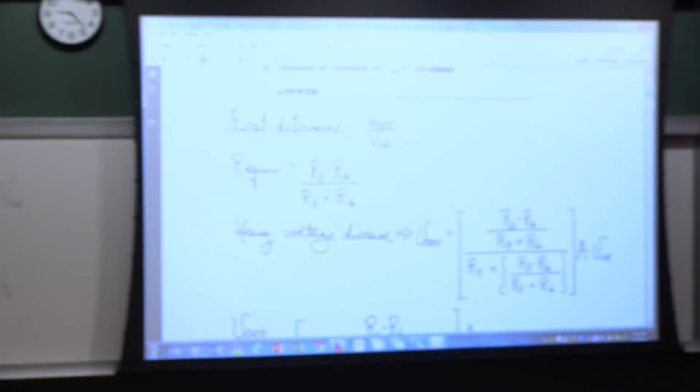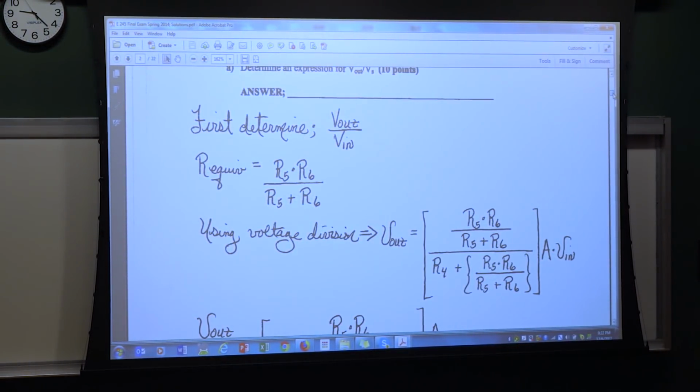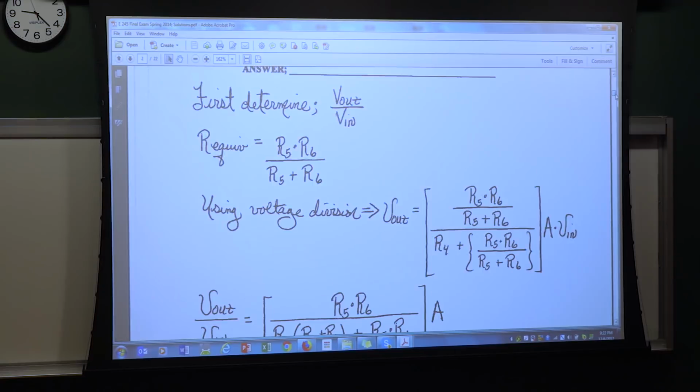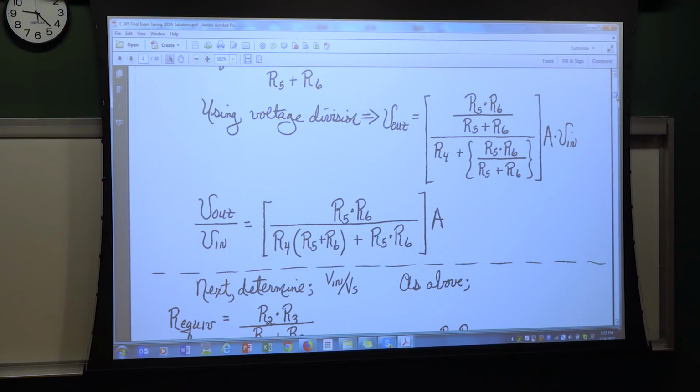And let's see how we did. Okay, I just carried everything through. We did the V out over V in. So my colleagues, this is the first one here, V out over V in. All right, that's this top expression here.